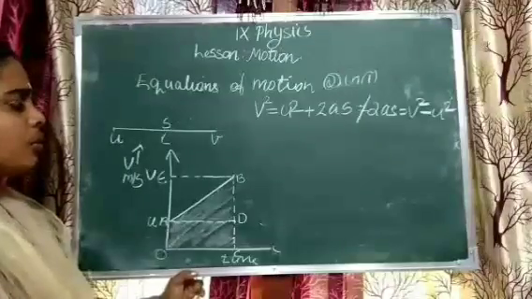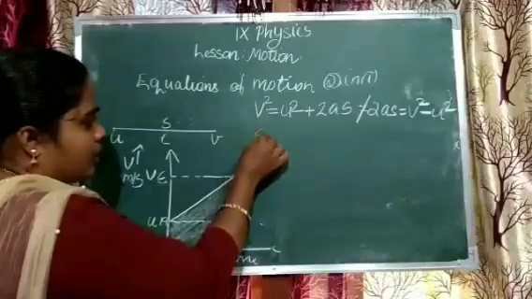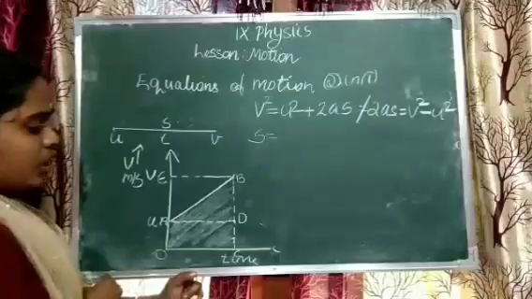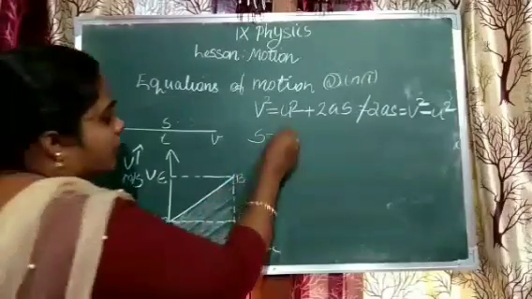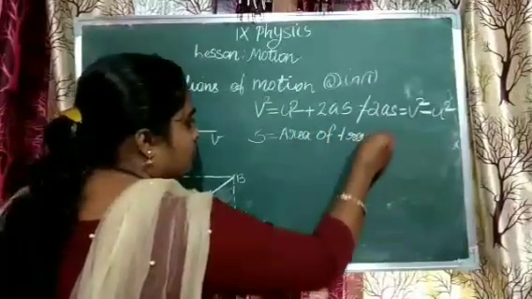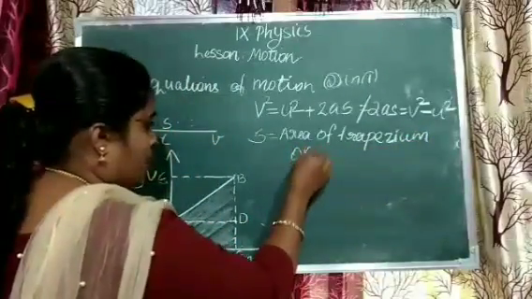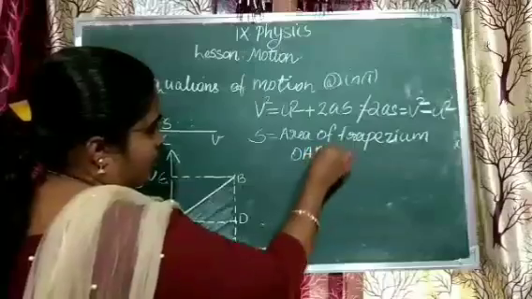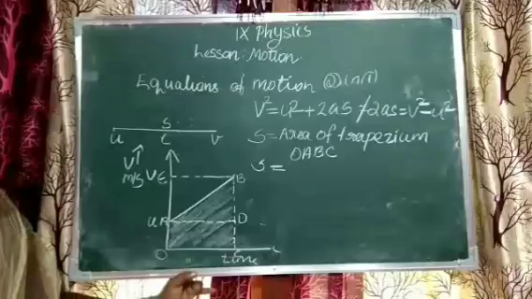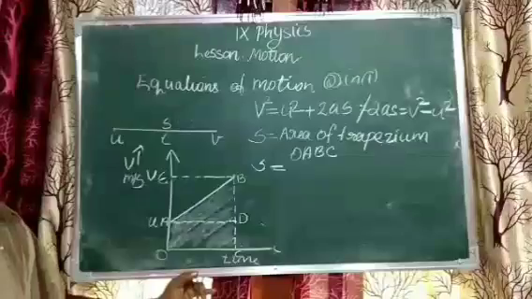For this also, the area under the graph gives the distance traveled. So here we can write S is equal to area. What is the shape of this figure? This is the shape of a trapezium. So S is equal to the area of the trapezium OABC. The area of the trapezium, we know the formula, half into height into A plus B.